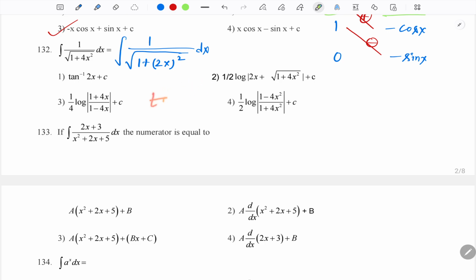Now what is the answer? It is nothing but 1 by a tan inverse x by a plus c. Now write down that one. That's all. Oh, sorry, I spoke wrong, right?